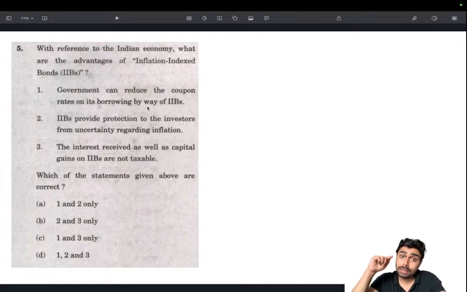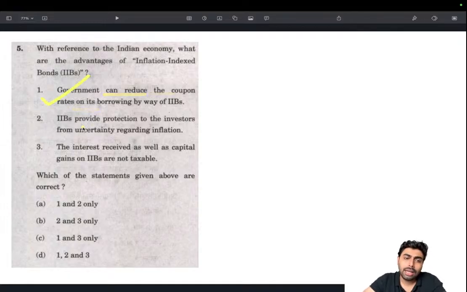Also, government has leverage over the inflation level, meaning that they can effectively control inflation and thereby reduce the amount that they are supposed to pay the bondholders. So government has two things. Coupon rates on inflation indexed bonds are relatively lesser compared to similar rated bonds. Also, government has control over inflation. Actually, it's monetary policy, but effectively government has control over it. So government can reduce the coupon rates. It's not that government will or should. It's a possibility. Yeah, it's a very clear possibility.